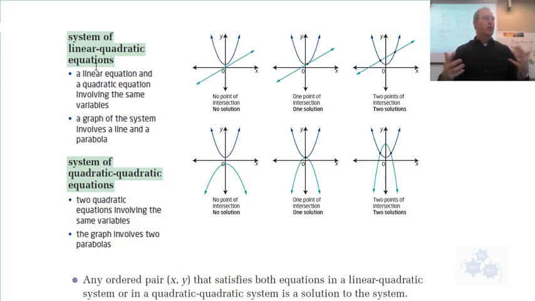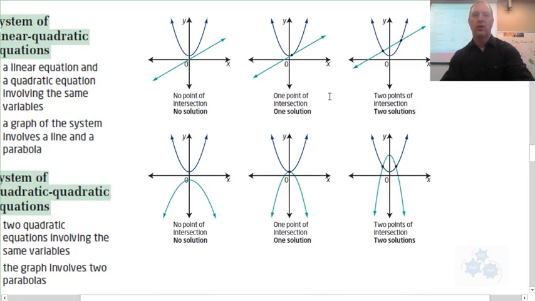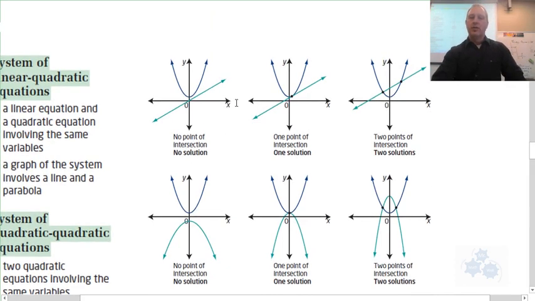Okay, linear quadratic. And as we focus in on the different options for a linear quadratic, you can have a system where there is no point of intersection. So that means for this system there is no solution because the intersection point or points will be possible solutions for these.